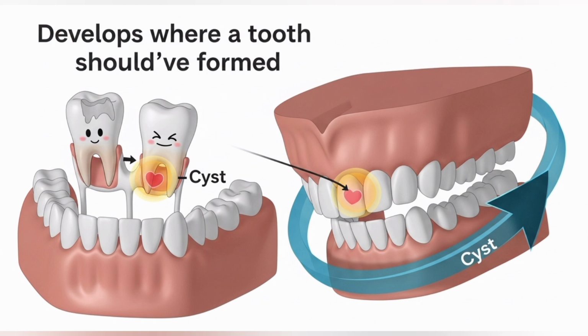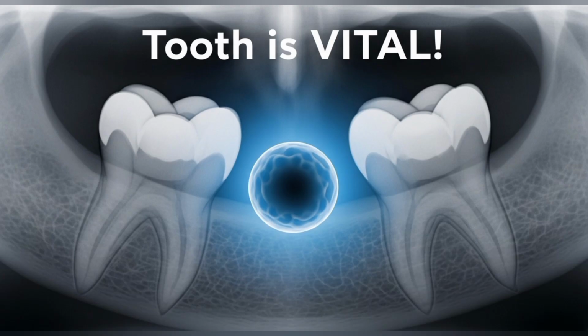5. Primordial cyst. This cyst develops in place of a tooth that never formed, usually where a wisdom tooth should be. So instead of a tooth, a cyst takes its place. You'll see a dark shadow, radiolucency, in the area on an X-ray. Treatment: complete removal of the cyst.